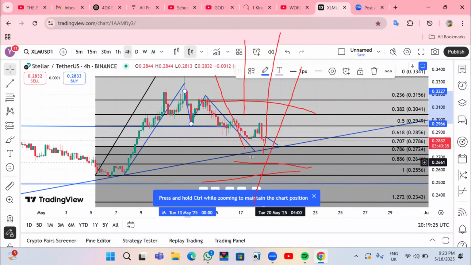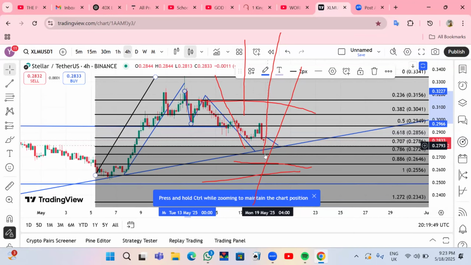Okay. This one, I will not enter it. Why? Because our entry, this 0.886, which is supposed to be the entry for the bat, is below our trend line. So that tells me that I should not even go into it. If this 0.886 was this line here, which is 0.786, I would have gone for this trade. I would have put my entry somewhere around here. I hope you understand what I'm saying.